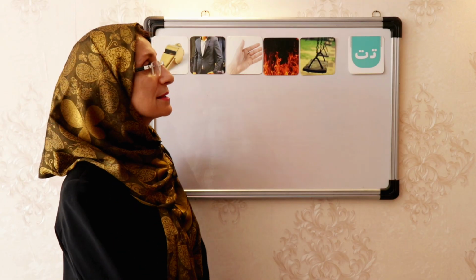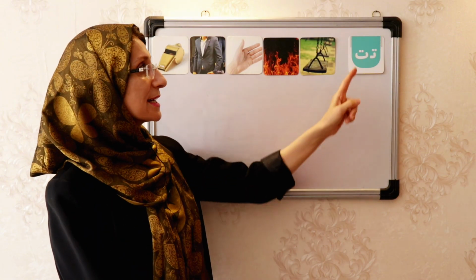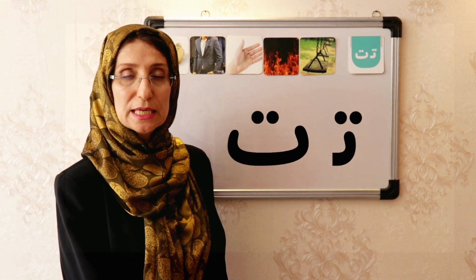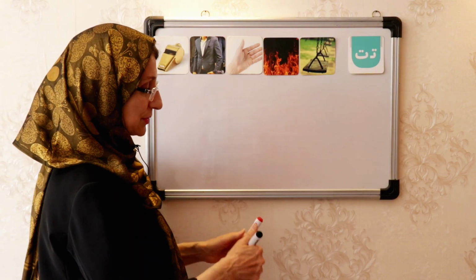Today I want to teach you a very beautiful Persian sound, the T sound. T أول and T آخر. Its name is T, but its sound is T, like English T, but we pronounce our Persian T more intensively. We don't say T like in English. We say T, T sound.